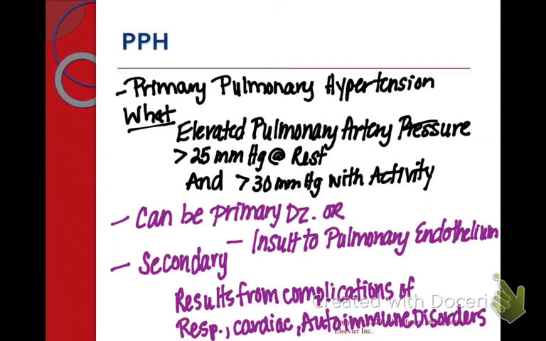And then secondary, it results from complications of the respiratory, cardiac, autoimmune disorders, things like that. So primary pulmonary hypertension can be a primary disease because of the insult to the pulmonary endothelium, like we talked about earlier in this lecture, or it can just result from the complications of respiratory, cardiac, or autoimmune disorders.